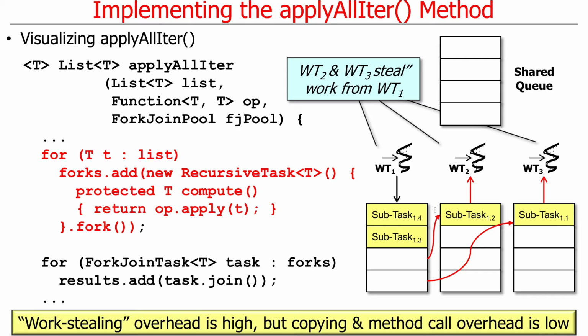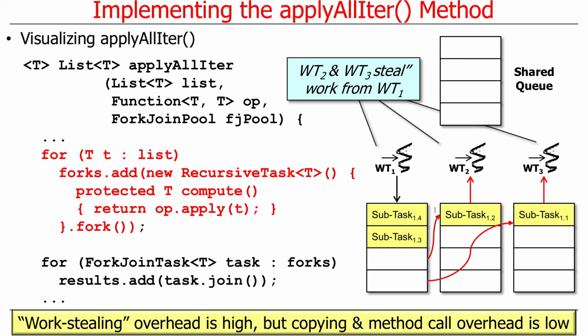Any questions about that so far? So the key point here is that everything gets stuck into worker thread 1's deck initially, because this loop just goes through and says, fork, fork, fork, fork, fork. So they all go into the deck of the calling thread. But then the other threads in the pool will steal the work from the end of the deck, while the worker thread 1 starts to process stuff in its deck.